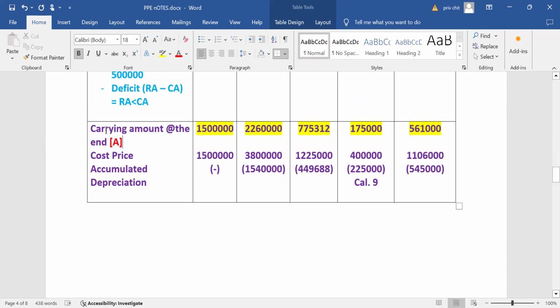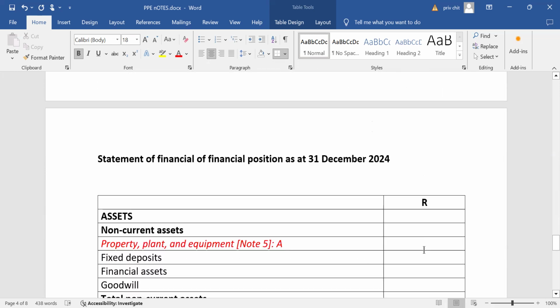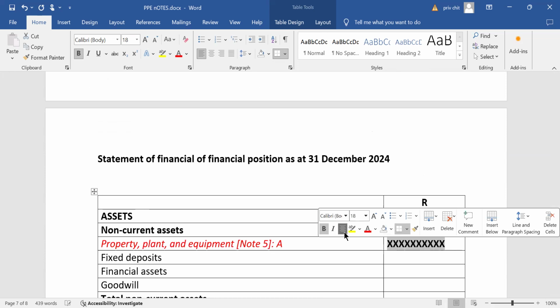So when I say A for the line item carrying amount at the end of the year, I'm saying you need to take the total for that particular row. You're adding the 1.5, the 2 million, 0.2, 60,000, all these amounts in yellow. We have to add them together in order to get the value that you're going to disclose here as the property, plant, and equipment amount. That's how it's done.